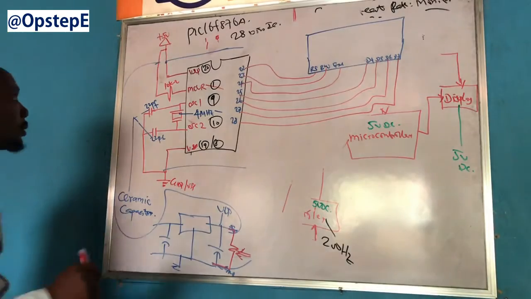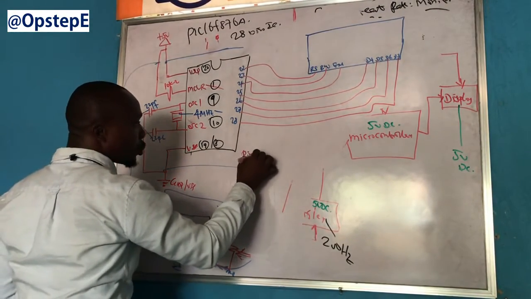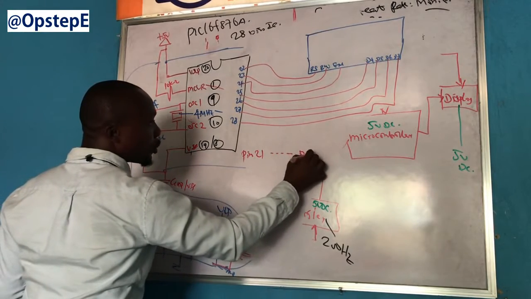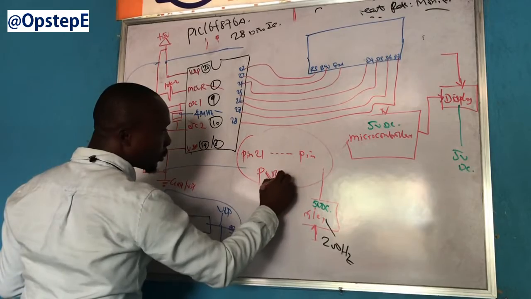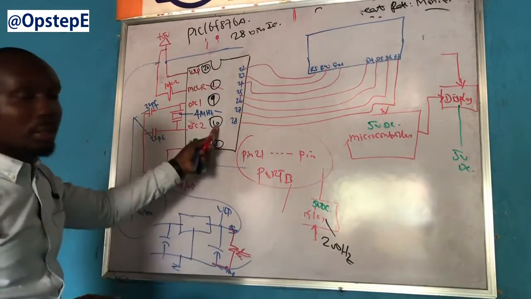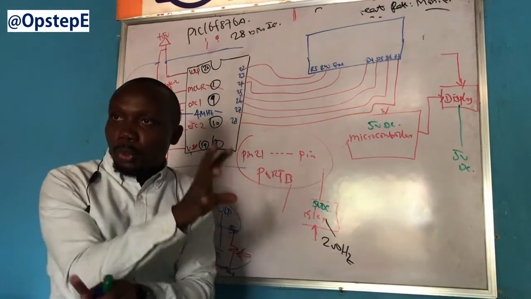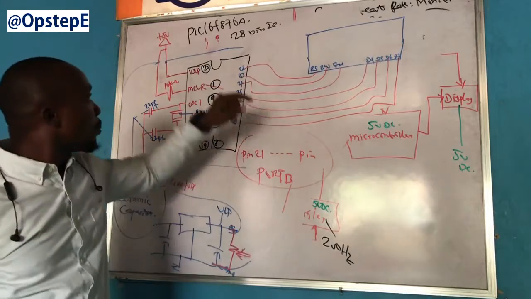But understand that your pin 21 to your pin 28 fall under what we call port B, because in the controller, pins are arranged into ports. So your port B has 8 pins. Pin 21.